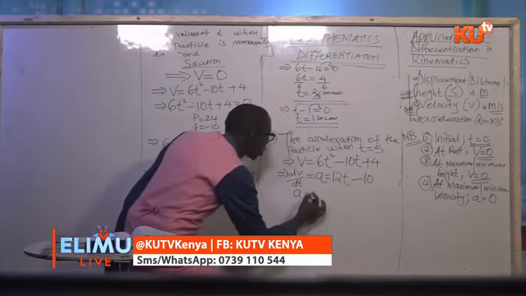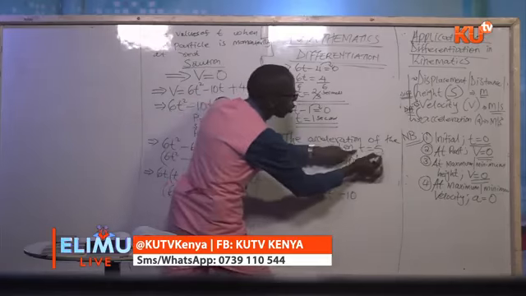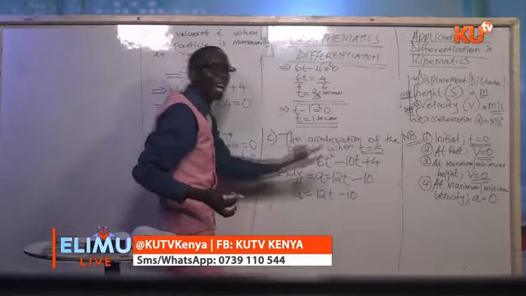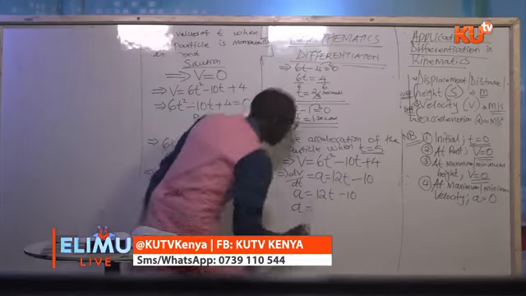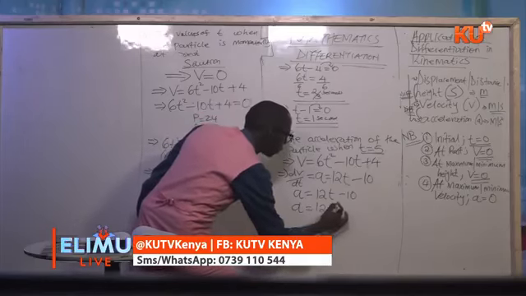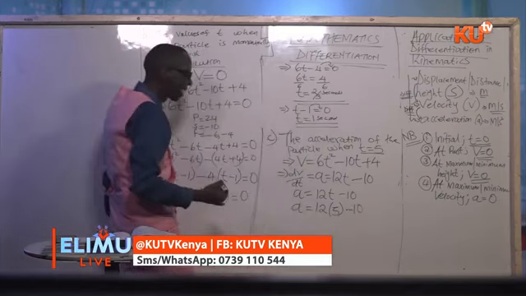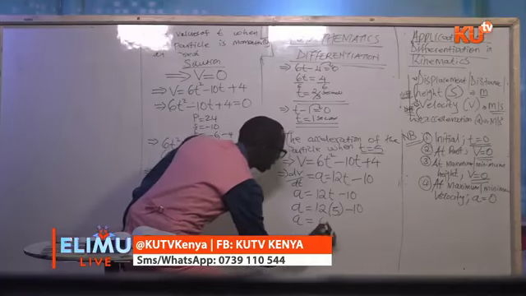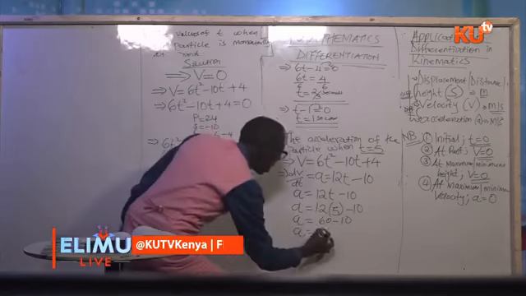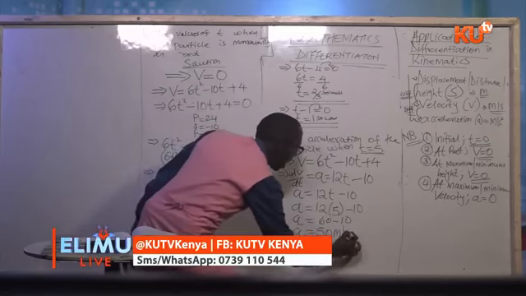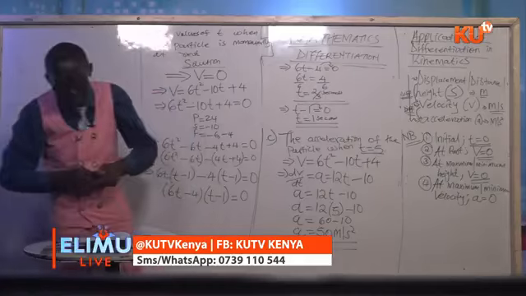So our acceleration is 12t minus 10, and where there is t, we substitute with 5 because we are asked the acceleration when t is equal to 5. So the acceleration will be equal to 12 times 5 minus 10. 12 times 5 is 60, so we'll have 60 minus 10, and our acceleration when t is 5 is 50 meters per second squared.